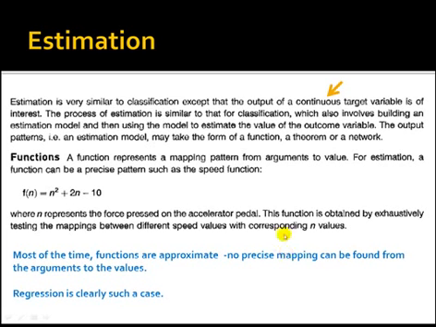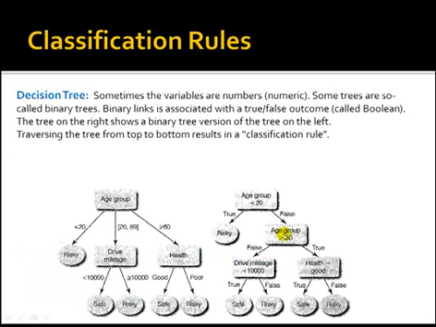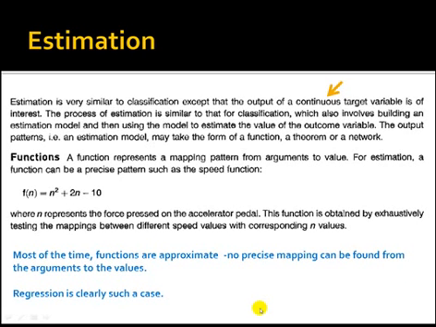Okay, next thing is called estimation. Estimation is very similar to classification, except that the output of a continuous target variable is of interest. Before, the output variable was safe or risky, or iris setosa, iris virginica, and whatever the other one was. However, if the output variable is a continuous variable, then we call it estimation.